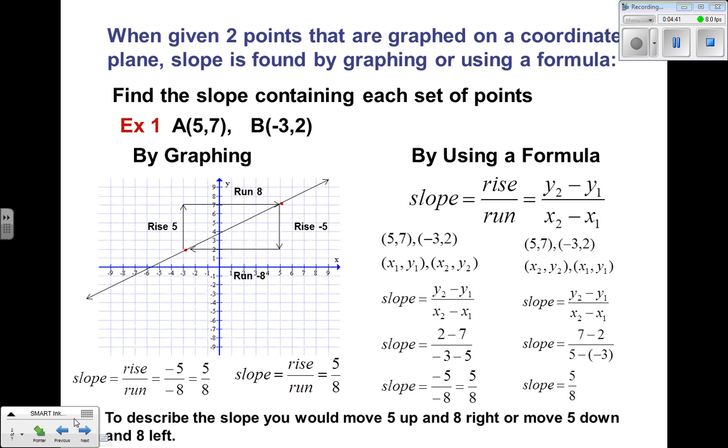Now what I want you to do is to describe the slope as you move from one point to the other. I could say that from one point I could move up 5 and 8 right, or if I start at the other point I would move down 5 and 8 left. That just describes how to get from one point to the other in terms of slope.